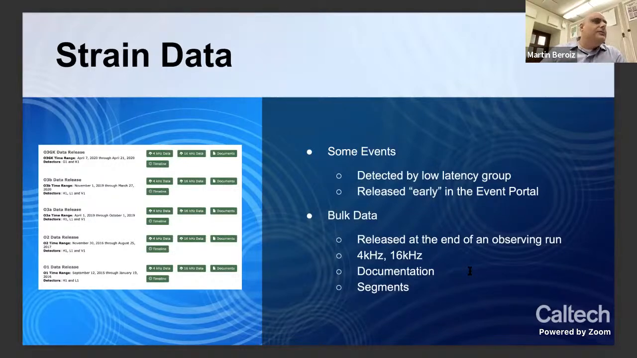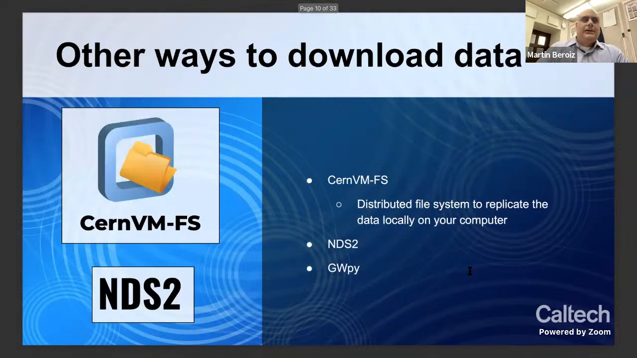And here on the left, there are examples of past data releases, and you can get all of those on this page. If you're going to work with all of the data, we recommend that you do the download through something called CVMFS, which is basically a distributed file system developed by CERN to replicate remote data locally on your computer. You can use it to download the whole data that we have to offer, if that's what you need. And you can also use NDS2, which you can find out more about on our website, or you can use dedicated software like GWpy. So yeah, those are the ways to download data.